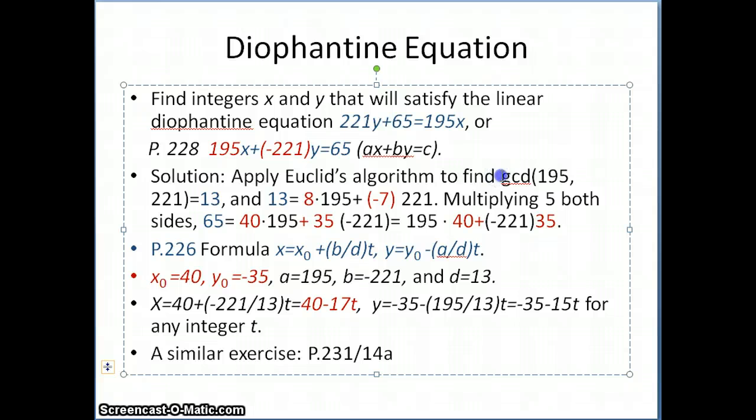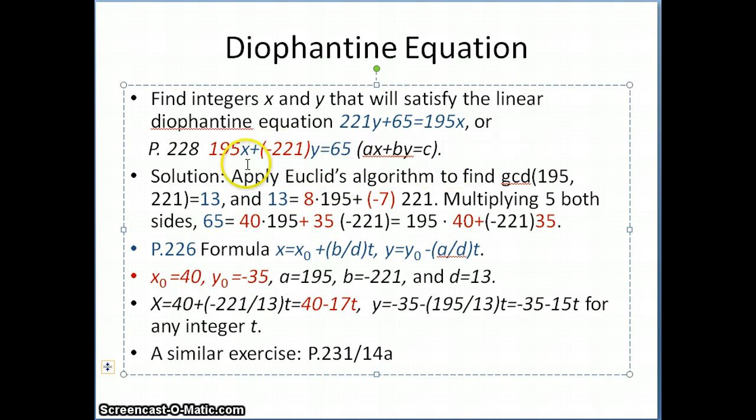This has been explained in last week's video. So if you have trouble finding the greatest common divisor of 195 and 221, you can go over the example in the last video. Basically, we divide the big number by the smaller number and keep dividing until we reach a remainder of 0. The last non-zero remainder is the answer, the greatest common divisor. So first step, we apply Euclid's algorithm to find the greatest common divisor of a and b. a is the number in front of x, b is the number in front of y.